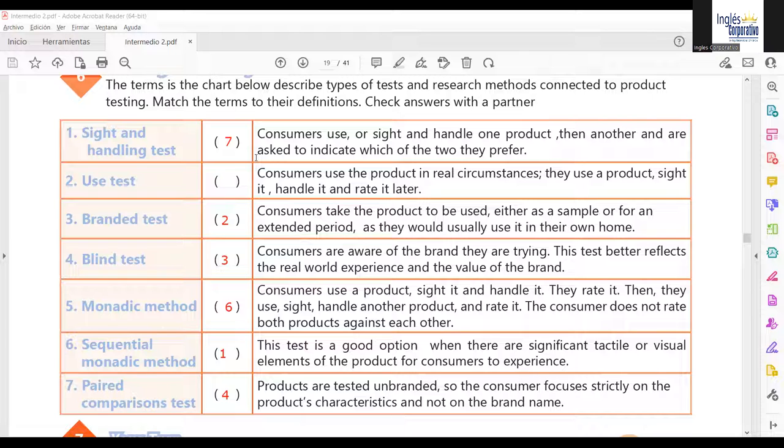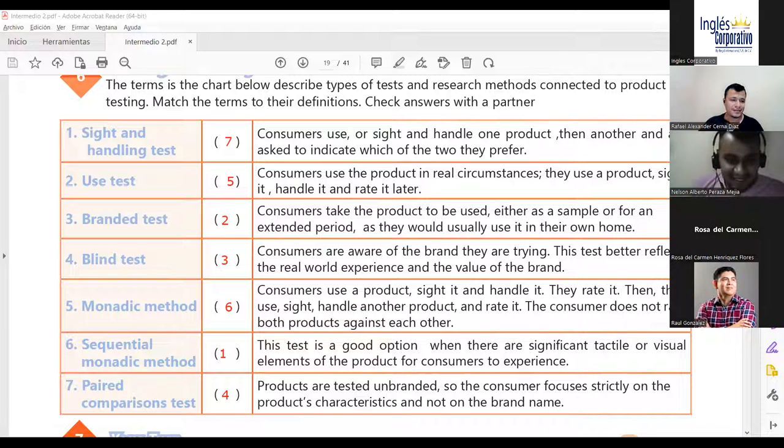For the monadic version is the product in real circumstance. They use a product, only one. Sight, handle it. And rate later. Yeah, is number five because it's only one product. Yeah, we did it. Take a photo. Okay, done, teacher. Very good. Yeah. It seems like mine too.